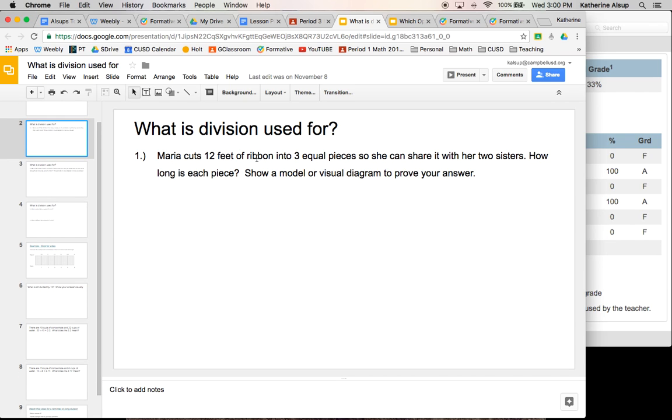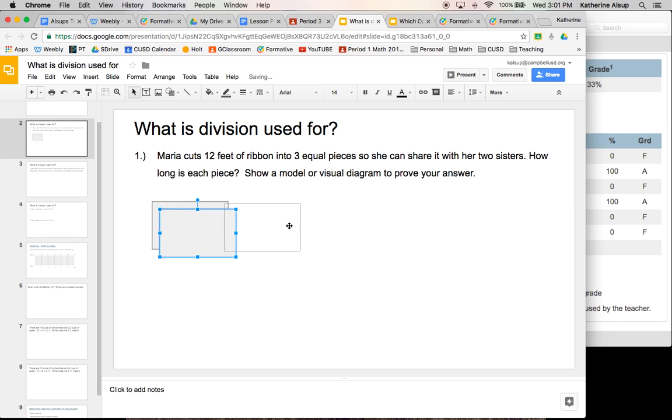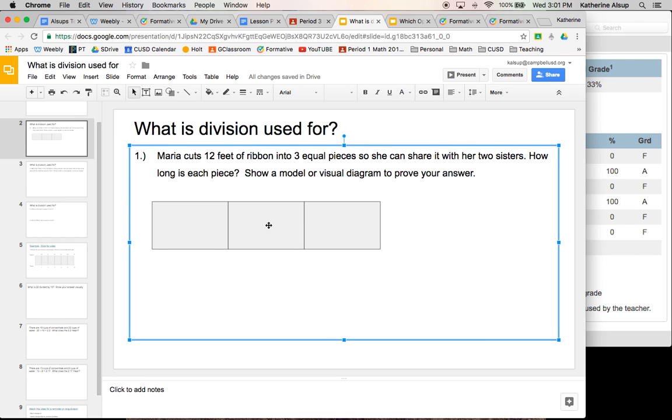Maria cuts 12 feet of ribbon into 3 equal pieces so she can share it with her 2 sisters. How long is each piece? Show a model or visual diagram to prove your answer. So we went over in class how to use Google Drawing to show drawings like this. If you're not comfortable using Google Drawing, I also said you could turn it in on paper, which several students did.